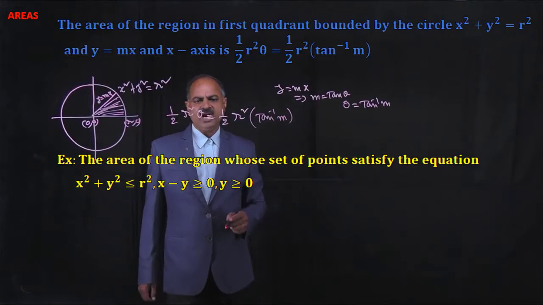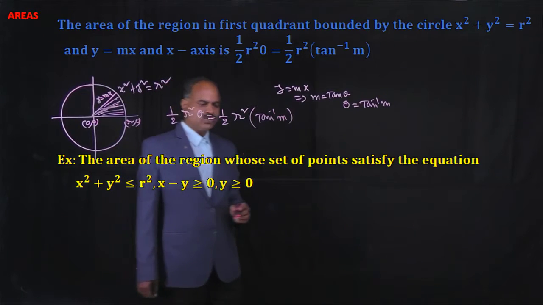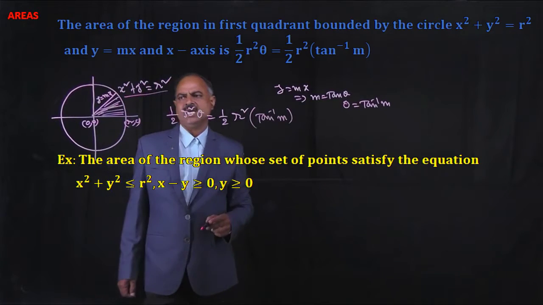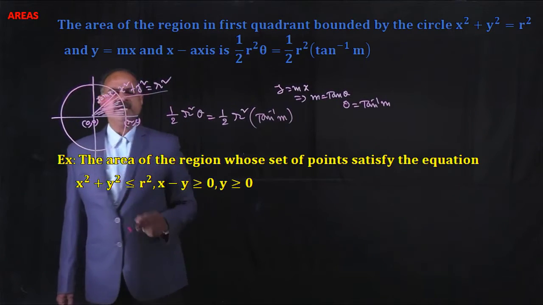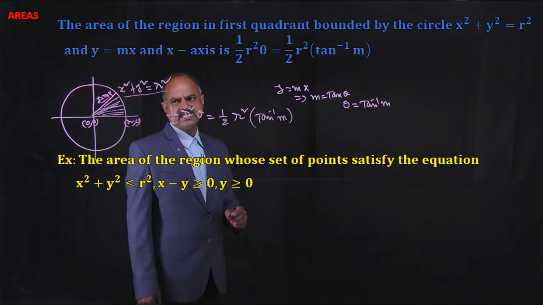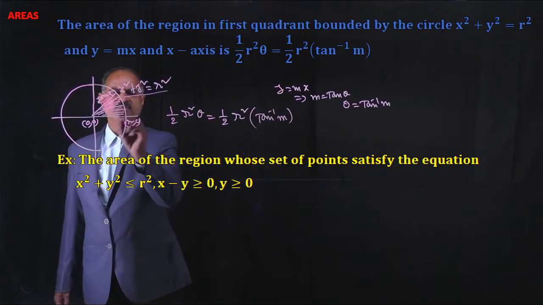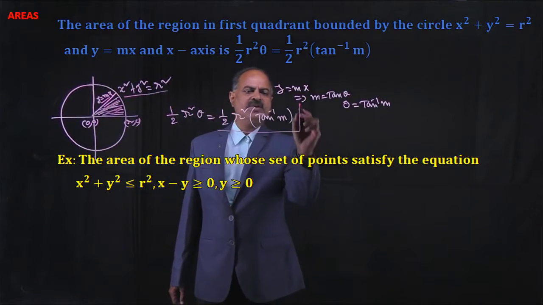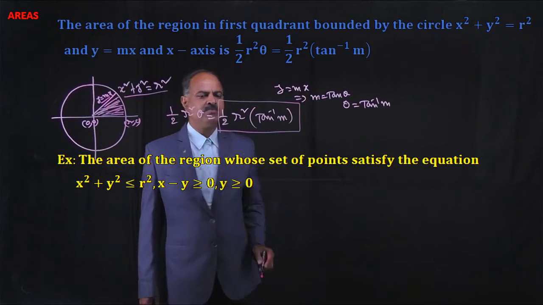So the area of the region in the first quadrant bounded by the circle x square plus y square equal to r square and y equal to mx and the x axis is half r square theta, that is equal to half into r square into tan inverse m square units.